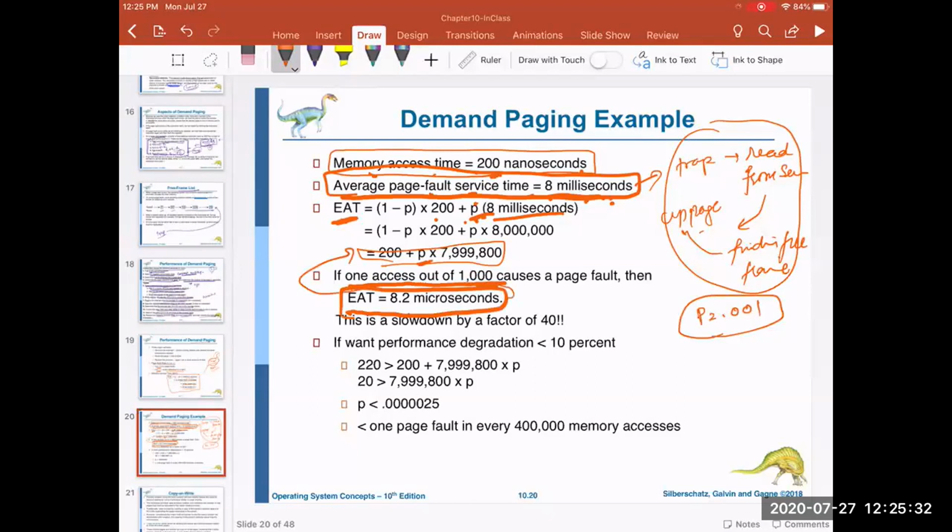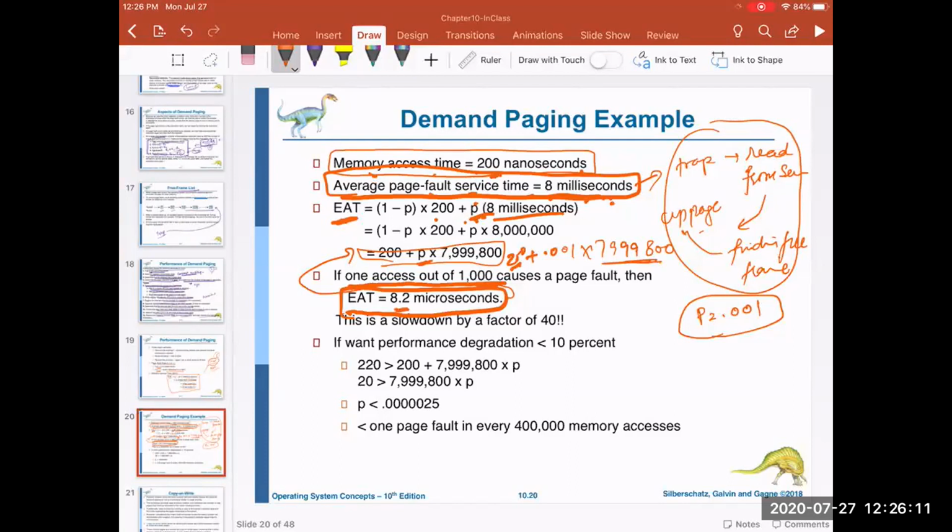So 0.001 into 79980 plus 200. So remember, this is in nanoseconds, and we have converted it into nanoseconds. So convert it from nanoseconds. Do you get the estimated access time? 8.2 microseconds. Now, is it matching? Is it correct or no?